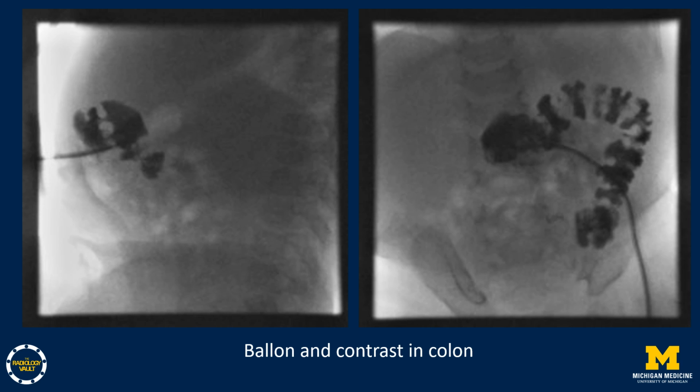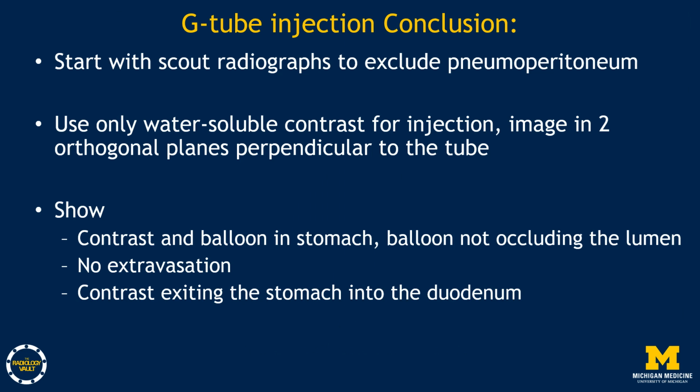In summary, start G-tube injections with scout AP and cross-table lateral radiographs. Use only water-soluble contrast and image injection in 2 orthogonal planes. Show contrast and retention balloon in the stomach, balloon not occluding the lumen. No extravasation, and contrast exiting the stomach into the duodenum.